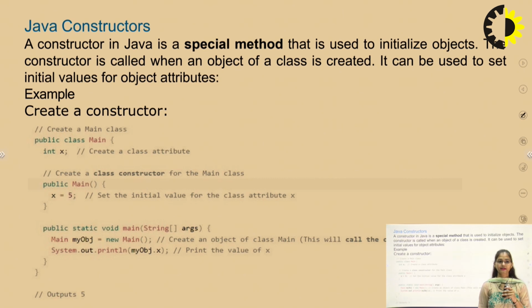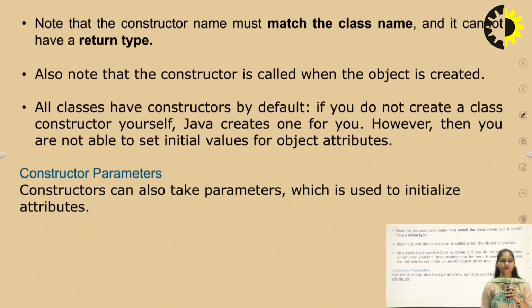Now it sets the initial value for the class attribute x, which is 5 here. Then you create an object, and finally you access the values of the object with the help of this object initialization. So the points are that the constructor name must match the class name and it cannot have a return type. Also note that a constructor is called when the object is created. All classes have constructors by default, so whenever you initialize an object, the constructor is automatically called.